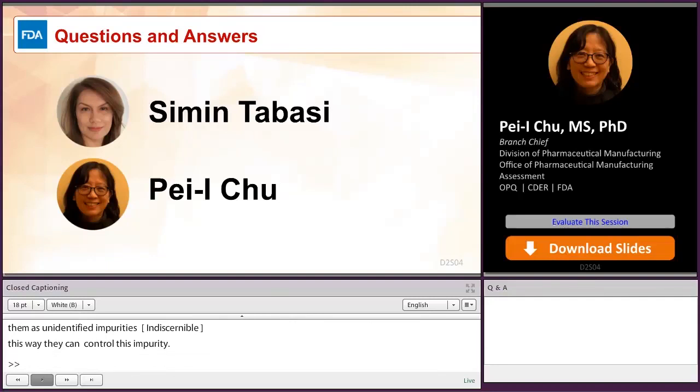This way they can control these particular impurities during the stability of the product too, and that can be added to the total impurities.